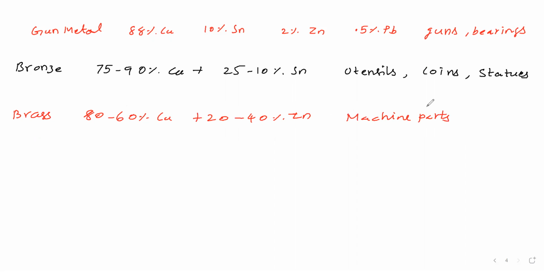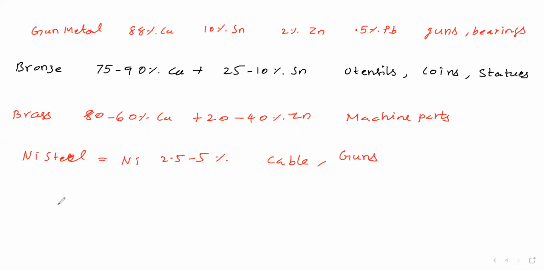Next we will see alloy steels. Steel means mainly iron should be there, and other metals should be there. Now nickel steel. Nickel steel contains iron and nickel, 2.5 to 5% nickel. It is used for making cables and guns.